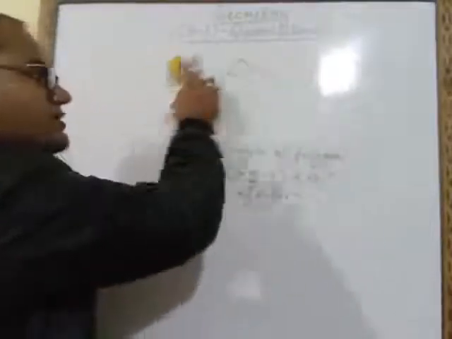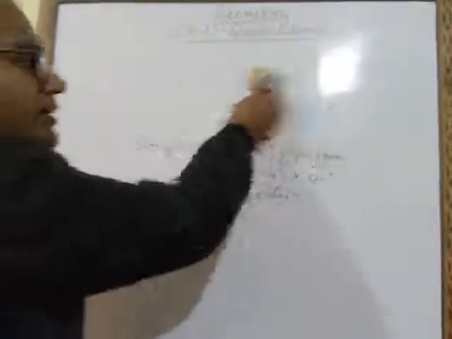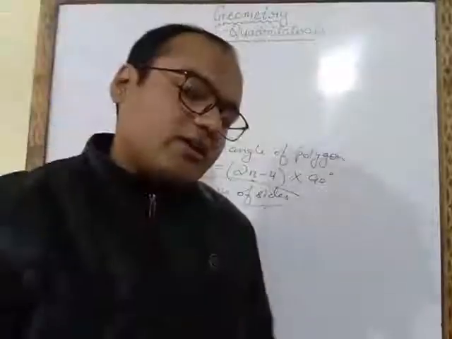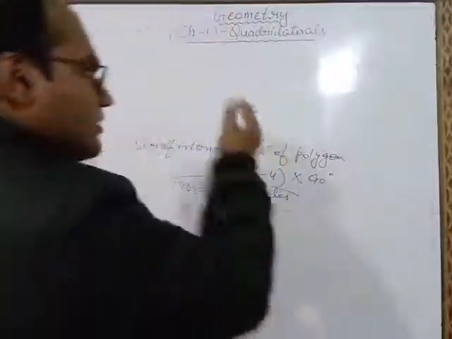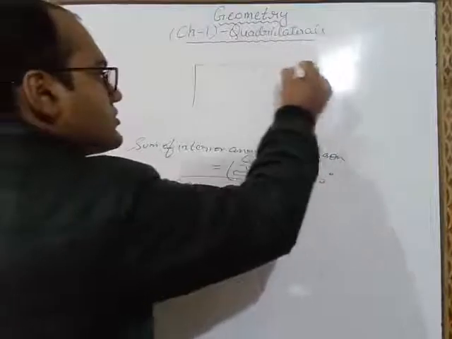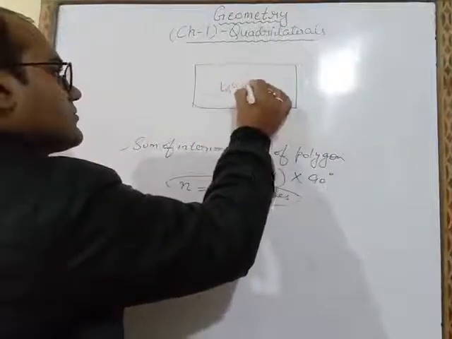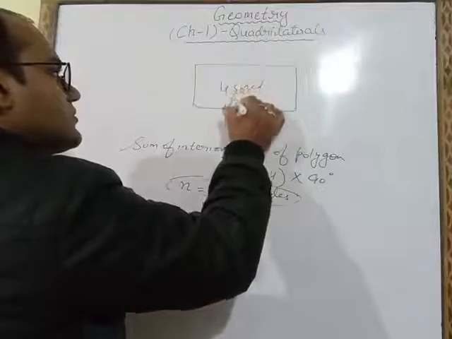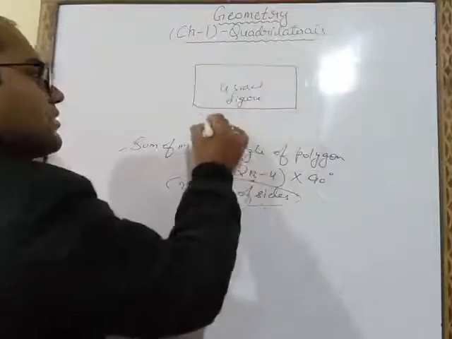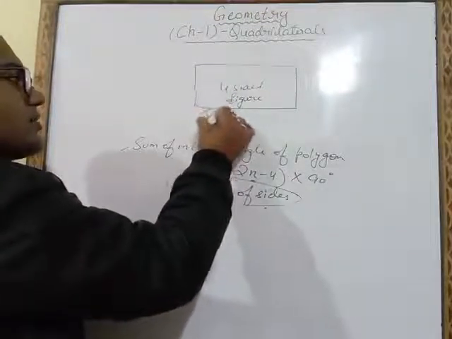Now if we have to find the sum of interior angles of a quadrilateral. What is a quadrilateral? A quadrilateral is a four-sided closed figure. So let me draw one figure of four sides. This is the four-sided figure. Therefore we will say this is a quadrilateral.